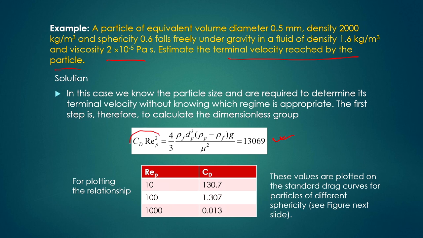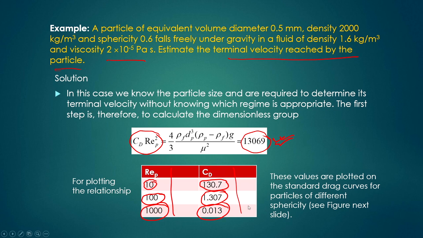Here CD × REP square, you have to calculate first, and this value will come out constant. Then consider a REP value, and the respective CD value will be calculated from this equation. For REP equal to 100, it will come 1.307. What will be the CD value for the respective REP value of 1000? It will be 0.013. So for different REP values, you get different CD values.